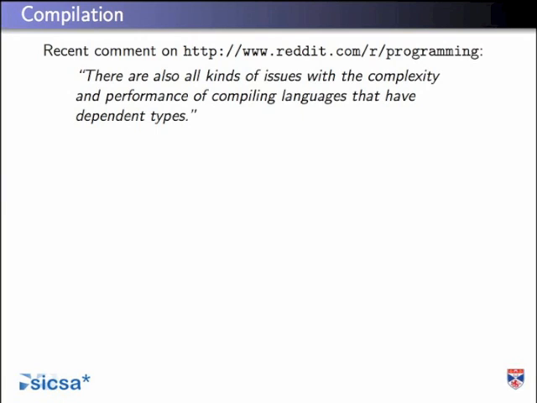So this sort of comment is something I see occasionally on various online forums, IRC channels. I occasionally hear it when I'm talking to people at conferences. I don't remember who said this. They probably don't want me to say it anyway. And it's unfortunate that I picked this one because there's lots of other times that this is said. So there are also all kinds of issues with the complexity and performance of compiling languages that have dependent types. And every time I see that, I think, somebody should write a PhD thesis about that. I did, by the way. So this is what my PhD was about. And clearly, I'm doing something wrong if people aren't aware of this.